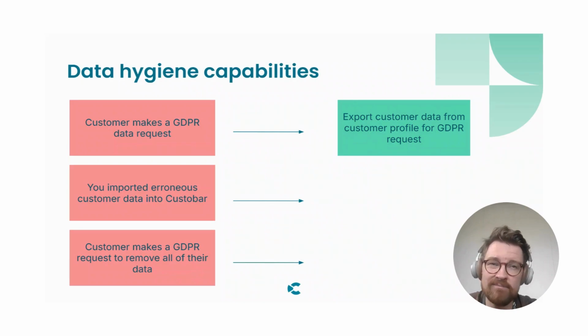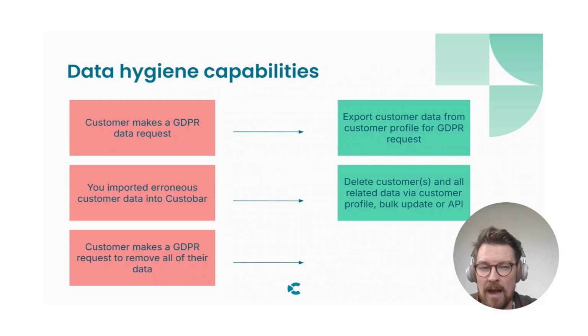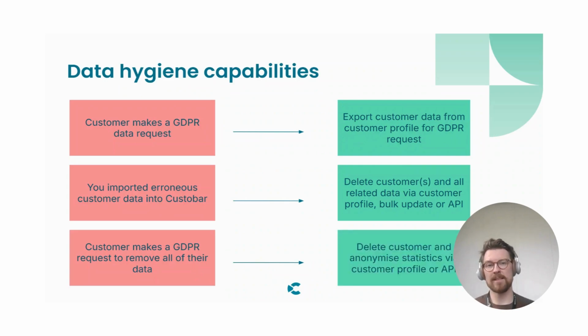Secondly, sometimes it happens that you import erroneous customer data into Custobar. There's a possibility to delete these customers and all related data via the customer profile by bulk update or over the API. I'll also show you that in the demo. And obviously, then the customer makes the GDPR request to remove all of their data from your record. So then obviously that can be done over API as well, or actually done in the customer view.